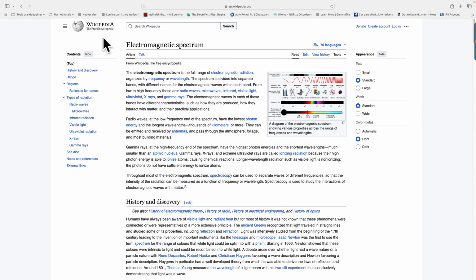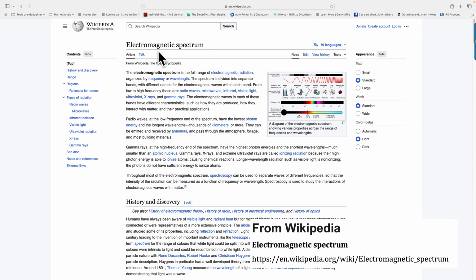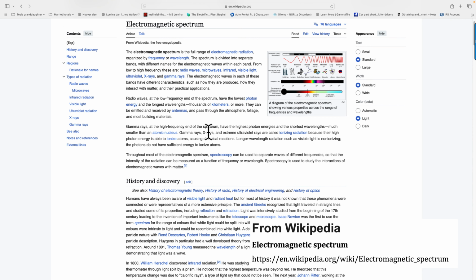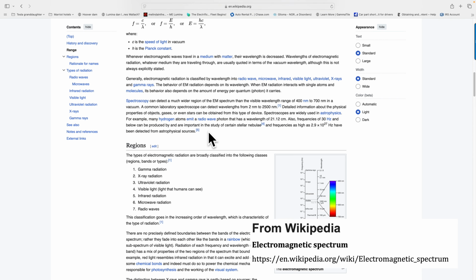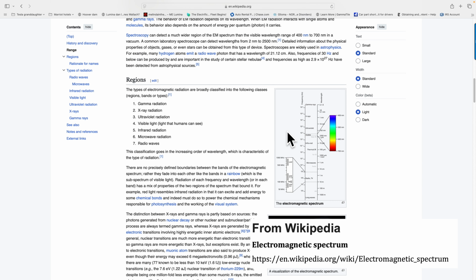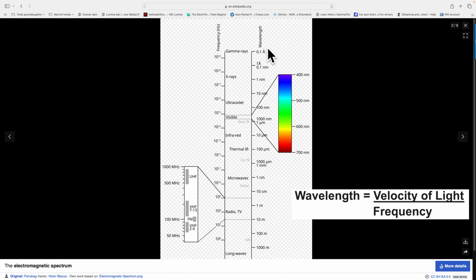This is a real good article from Wikipedia on the electromagnetic spectrum. I'd highly encourage you to go to this. I'll put a link in the description. If you go down here to this chart, see if we can blow this up. This shows what we call the electromagnetic spectrum. It encompasses everything from long-wave radiation down here, radio, TV, a little shorter wavelength. Shorter wavelengths is microwaves.